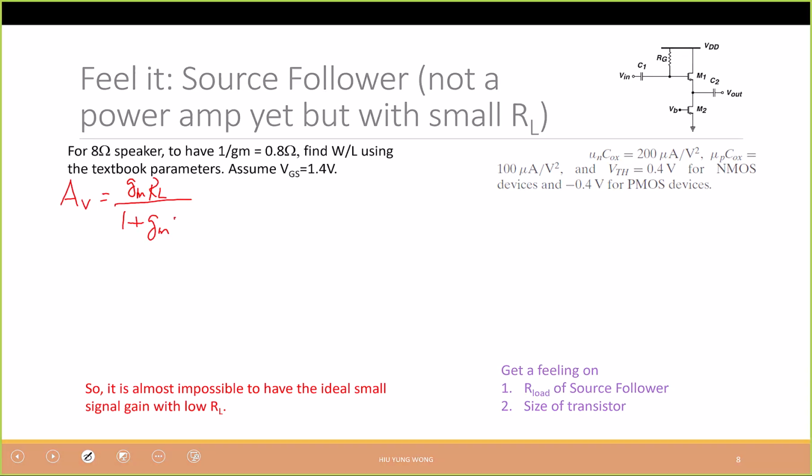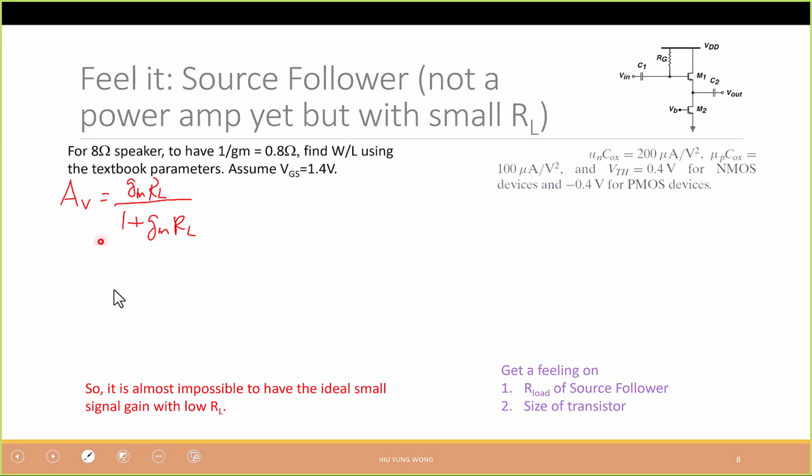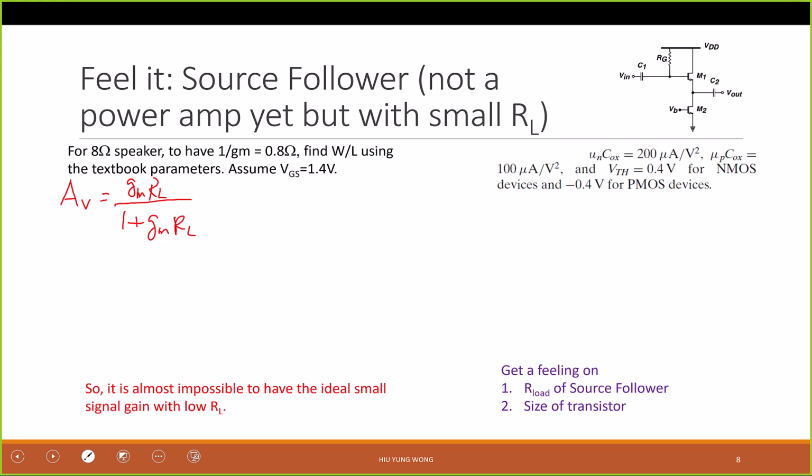Anyway, so this is the gain, right? When gmRL is very large, then the gain is approximately equal to 1, right? We derived this before, okay? So go back to study. But you should have this in your cheat sheet, right? This is a source follower.